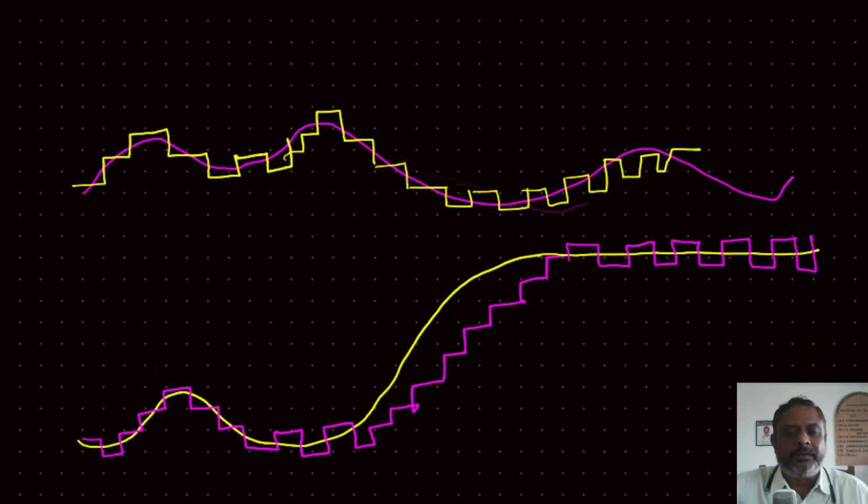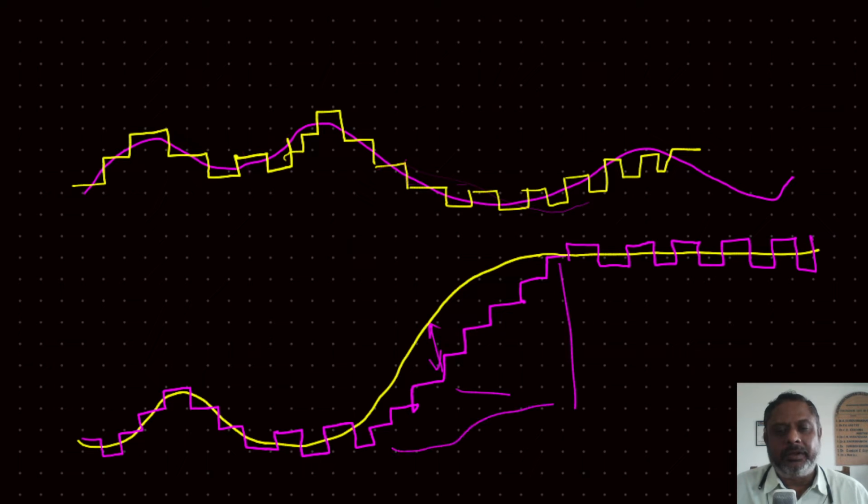Sometimes it changes very fast and sometimes it won't change at all. So whenever the input signal is changing very fast compared to the step size and compared to the sampling period, we can see here that it is not approximating the input signal correctly. So there is an error here, and this error, whatever we get in this period, is the slope overload error.